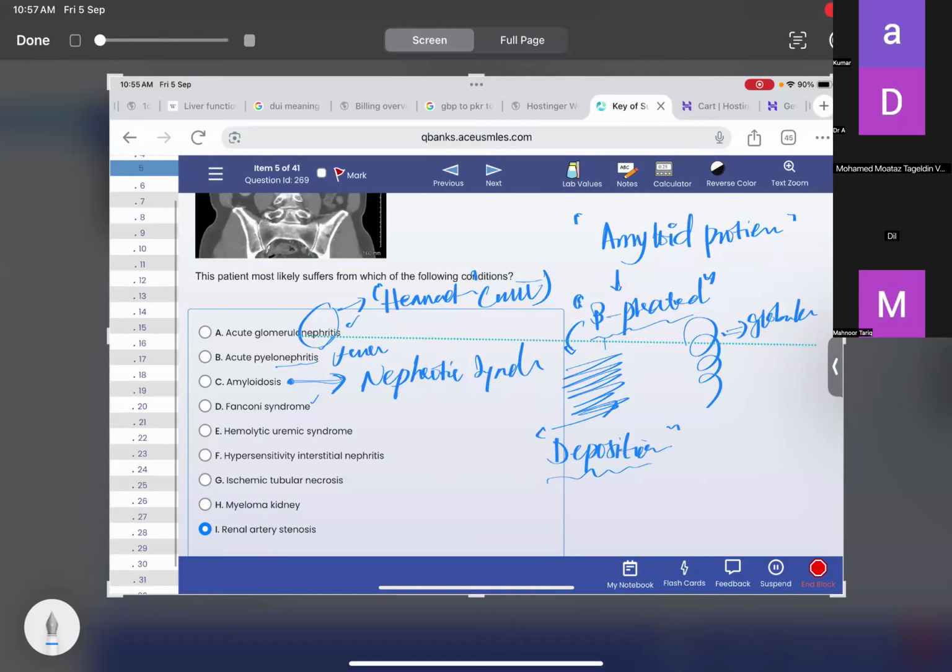So what does it cause? Nephrotic syndrome. I'm going to discuss amyloidosis in great detail in coming questions. Similarly, hemolytic uremic syndrome, we'll discuss this after. I don't want to jump over here and there.